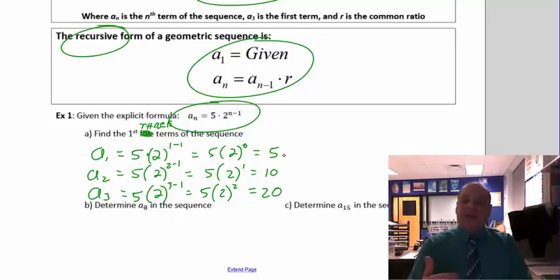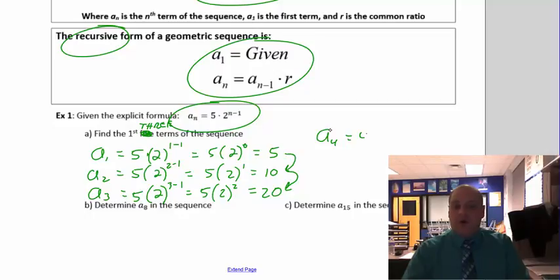And look what's happening as we do A1, A2, A3. 5 goes to 10. Then 10 goes to 20. And then 20 is going to go to 40. A4 is going to be 40. Without even doing the work, you could tell what the pattern is. Why? Because the ratio is 2.